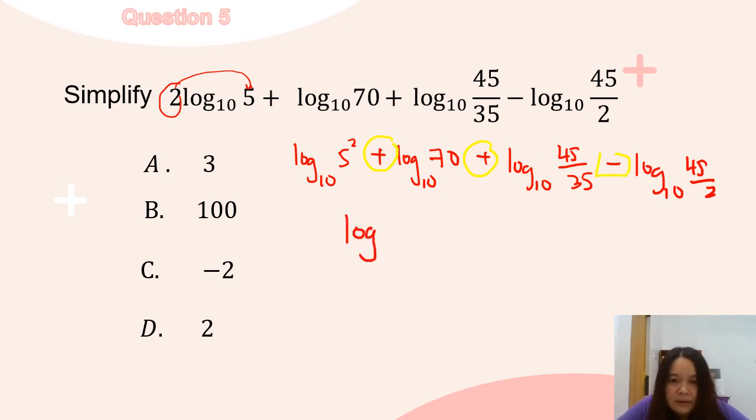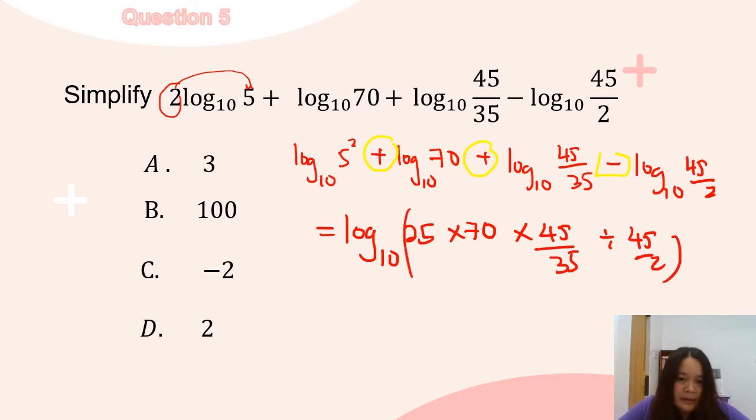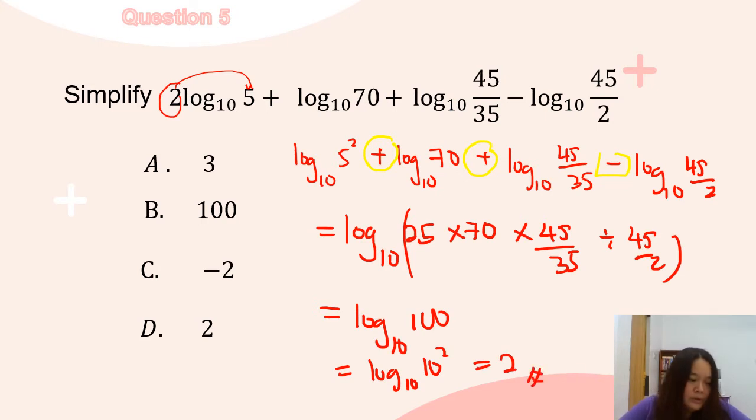So you will have the log base 10, 5 square is 25, times 70 multiply 45 over 35, and this one minus is the division, divide by 45 over 2, and you simplify it. So you will have the log 100 to the base 10, so log 100 is 10 to the power of 2, so you will get the value of 2. So definitely for this question the answer is 2.